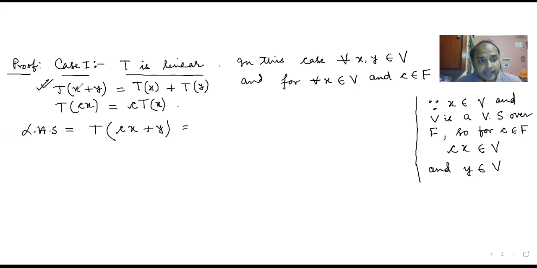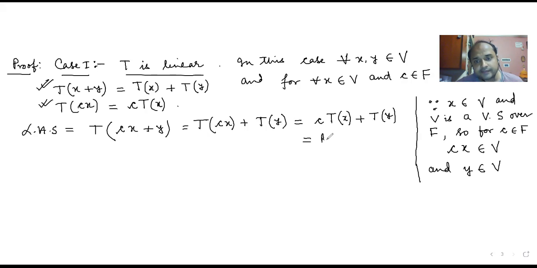If I apply this rule, because T is linear, I can write it as T of Cx plus T of Y. Now, again, since T is linear, T of Cx is equal to C into Tx. So I can apply this rule in this case, and write it as C into Tx plus Ty. And you see, this is your right-hand side. So we have got left-hand side equal to right-hand side and the result has been proved.